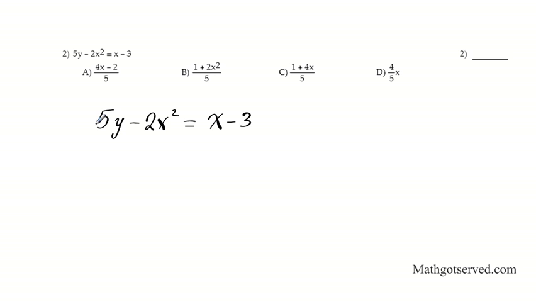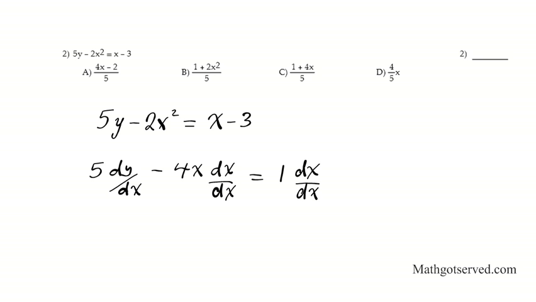If I differentiate this with respect to x, I'm going to have 5 dy/dx. You can just factor out 5 and then differentiate y with respect to x, you have dy/dx. And for this one, if you factor out 2 and apply the power rule, you're going to have 4x, and then you subtract 1 from the power, which is left with 1 dx/dx. Equals, if you differentiate this, it's simply 1 dx/dx. And then the derivative of 3 is a constant rule, so the derivative of a constant is just 0.